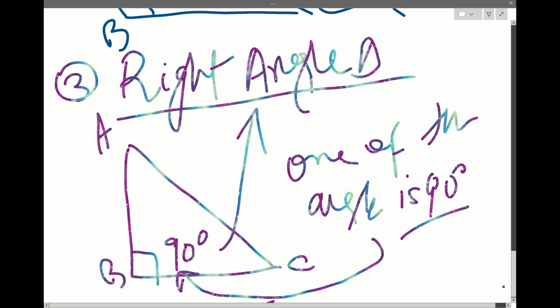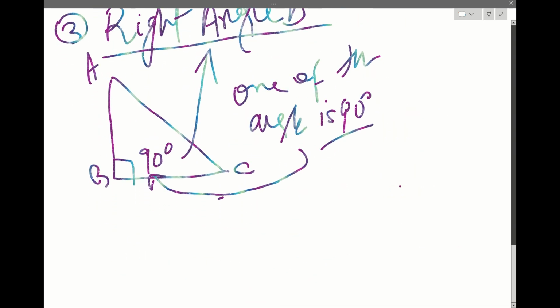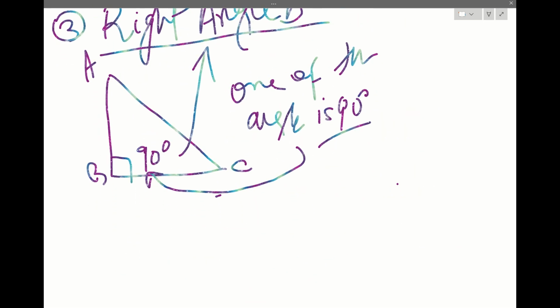So the triangle is known as the right angle triangle. In the right angle triangle, how to identify the side which is the hypotenuse? Just an explanation of the notes you can write here.